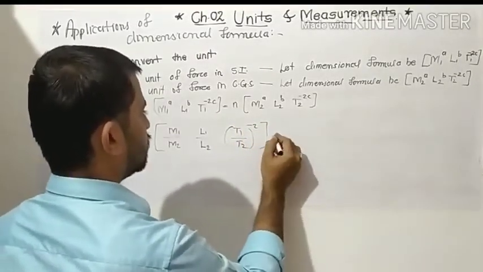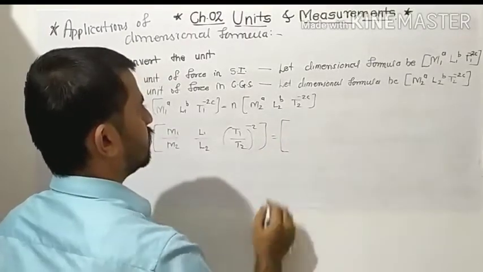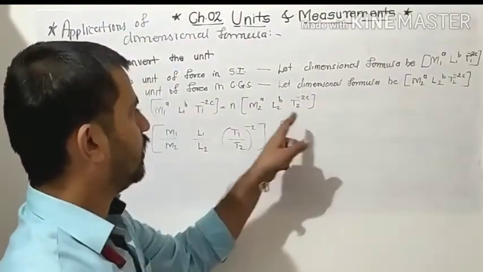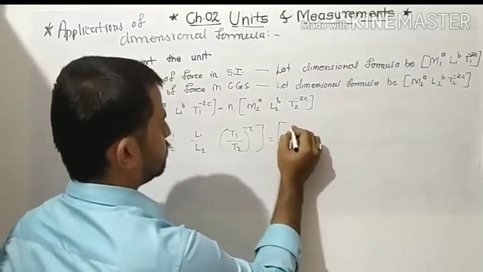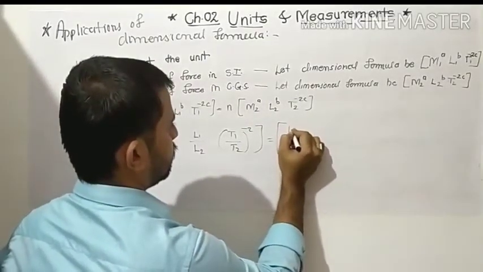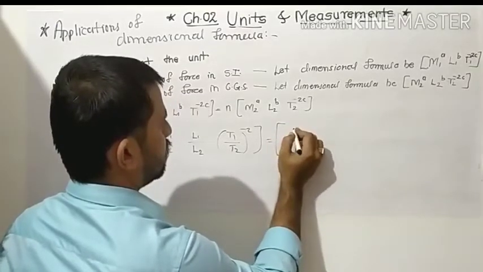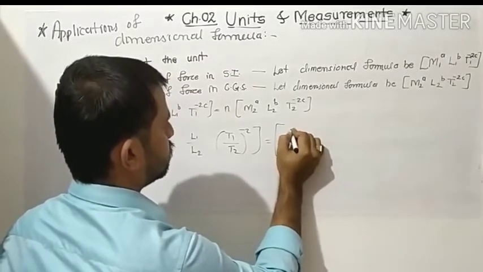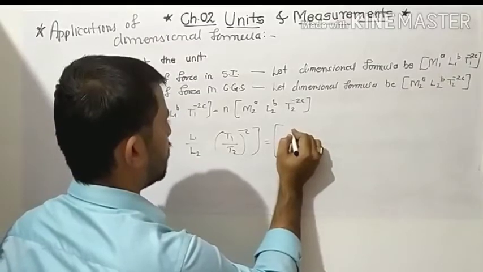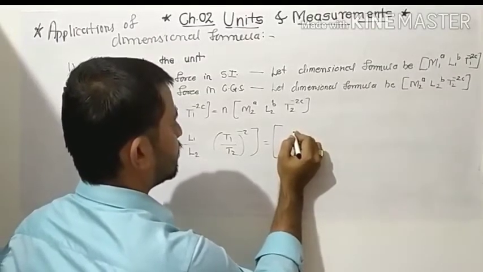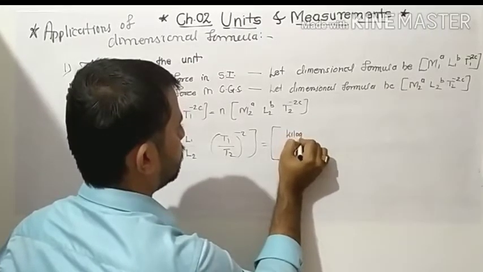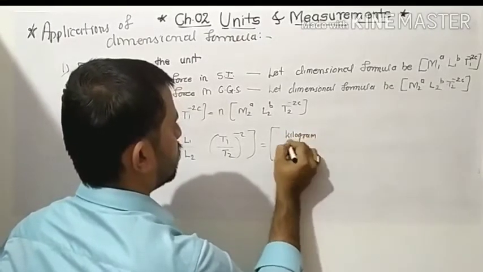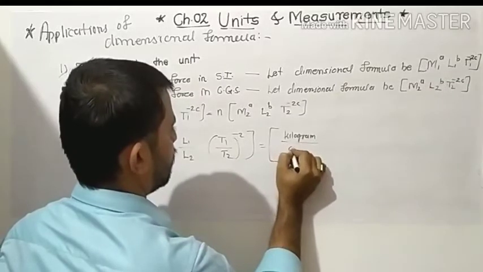So that we will get what is the M raised to 1. So here it is gram. Okay, so gram we have to write here for the mass, that is the kg. So kilogram upon gram.